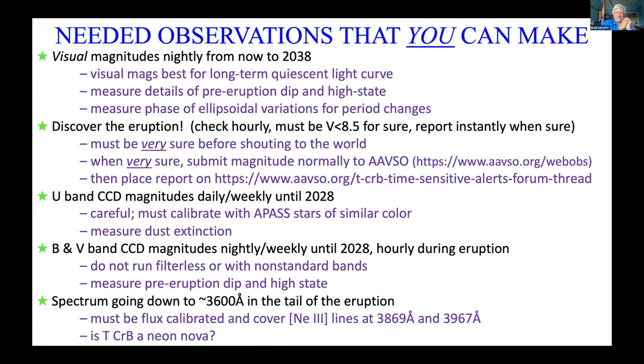We got a couple different people asking about filters. So how about let's go to that next. Brian Skiff had asked, would photometry in bands besides B and V be useful? He's looking at U and also far red, like the Sloan Z band.